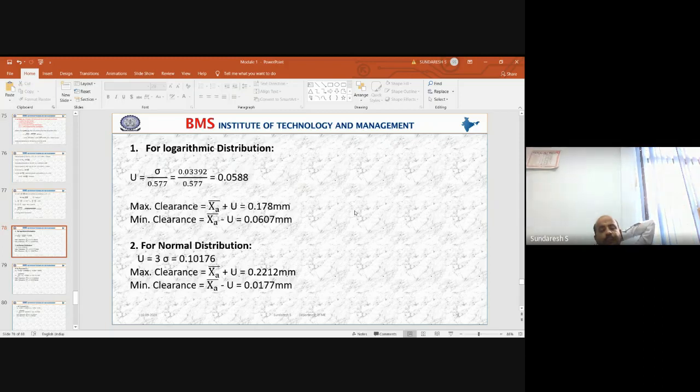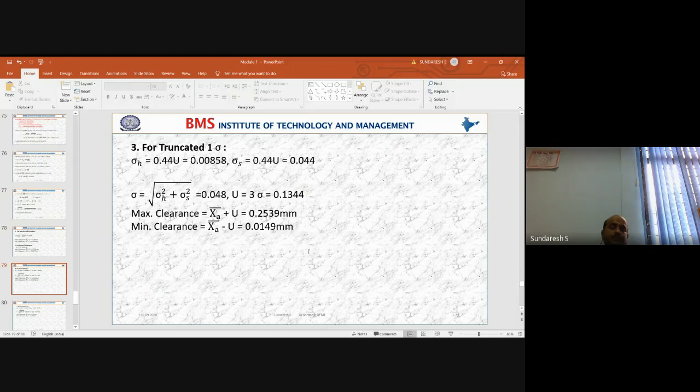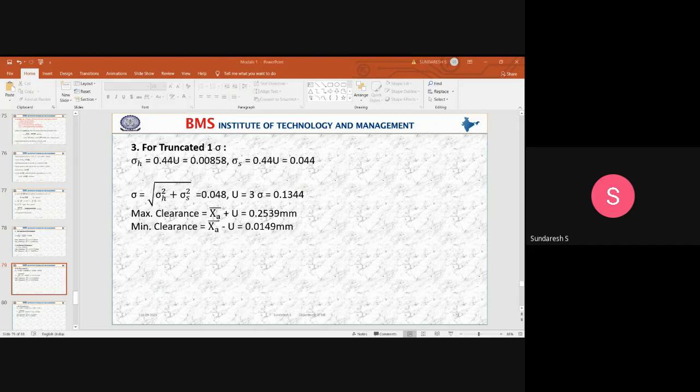Got it? Yes, sir. Okay. Next, I will move on to the third one. For truncated, 1 sigma truncated, for 1 sigma truncated, sigma H is 0.44 times U.